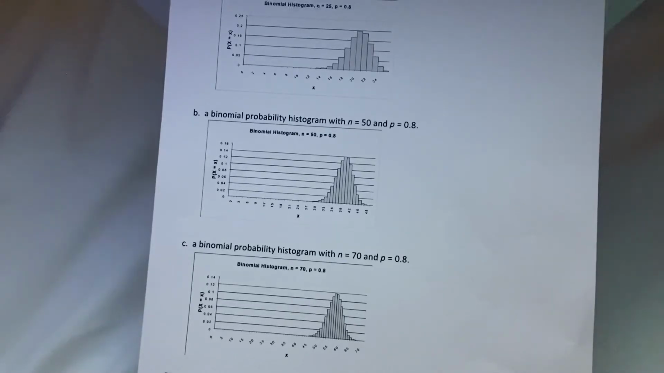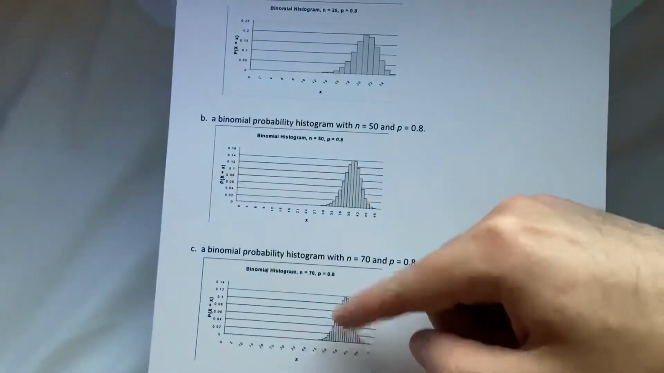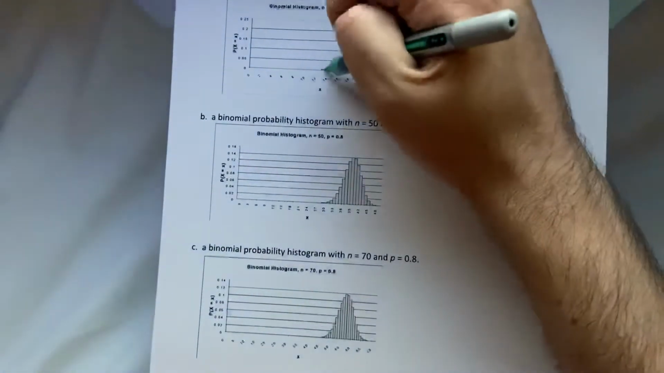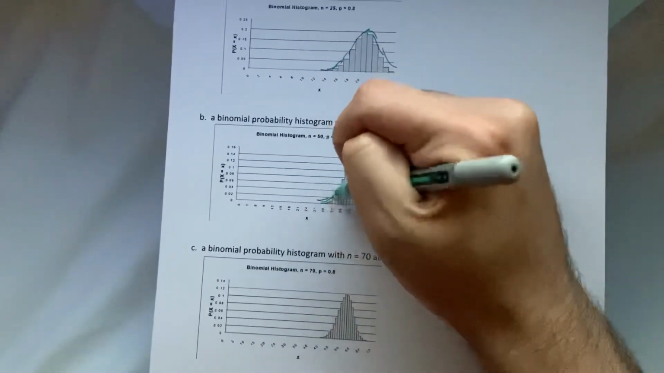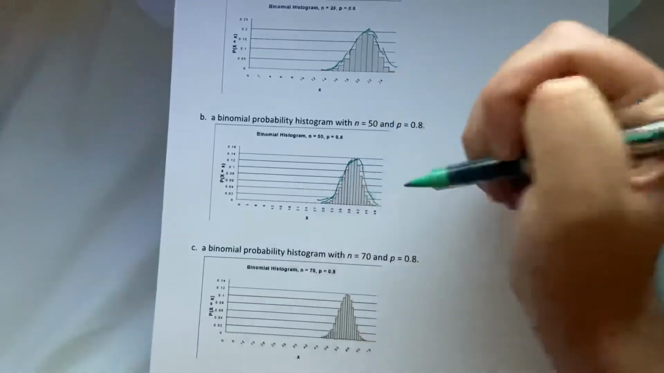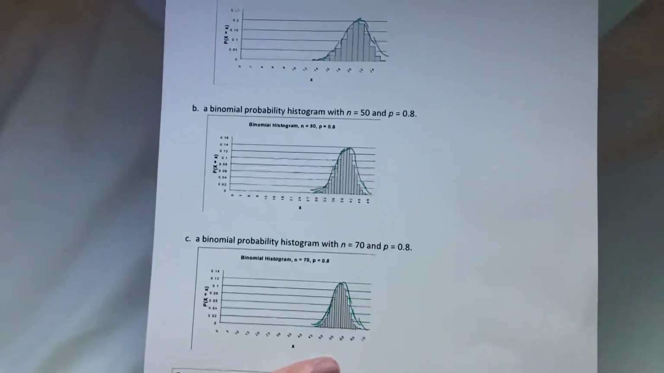Let's look at a binomial probability histogram with n equals 25 and p equals 0.8, n equals 50 and p equals 0.8, and n equals 70 and p equals 0.8. You can look at the charts, by the way, on the completed notes. So what do we notice about these bars as n gets bigger? It starts to look kind of like a bell curve, then even more like a bell curve as n increases, and then almost exactly like a bell curve.